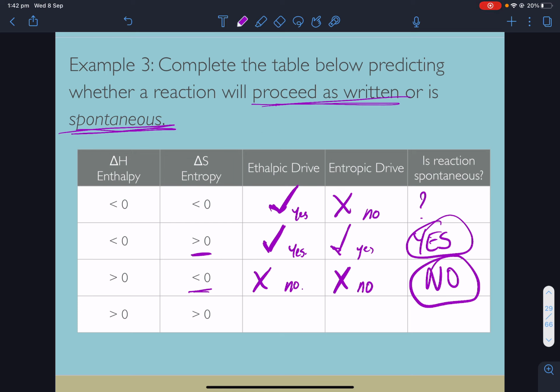Okay, the fourth row, we've got the enthalpy going positive again. So that's not what nature likes. And we've got the entropy increasing though. So that's what nature likes, okay? But here we don't know for sure if the reaction's spontaneous. It depends which one's big enough for if it wins. So we don't know. We need some more information. Okay? And we'll get to that soon.